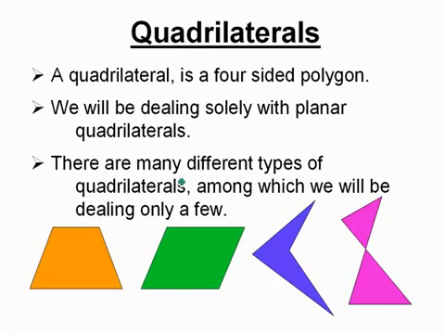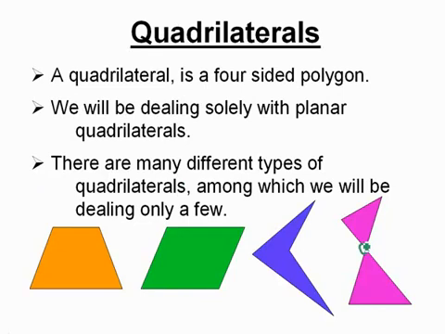Quadrilaterals. A quadrilateral is a 4-sided polygon. We will be dealing solely with planar quadrilaterals. What this means is that they're all flat. You can draw each one on a piece of paper. They're 2-dimensional. A non-planar quadrilateral would be one that comes into the 3rd dimension. Imagine this hourglass, if it tilted outwards, out of the screen at this vertex down here. If it tilted on there, then it would no longer be planar.